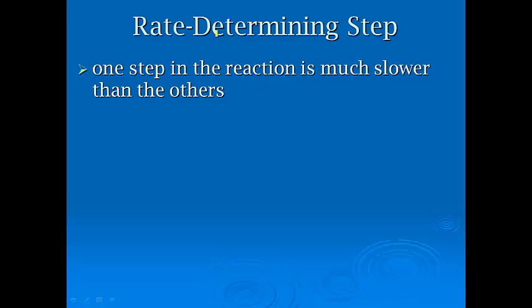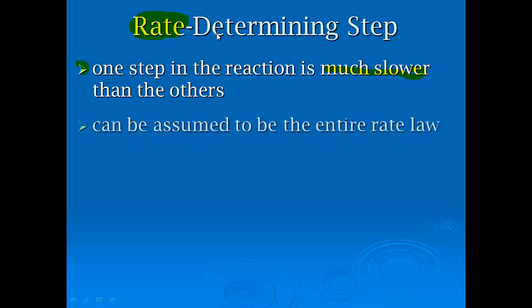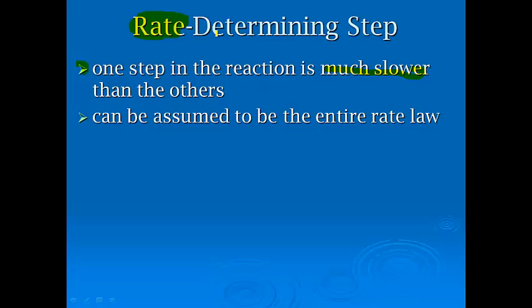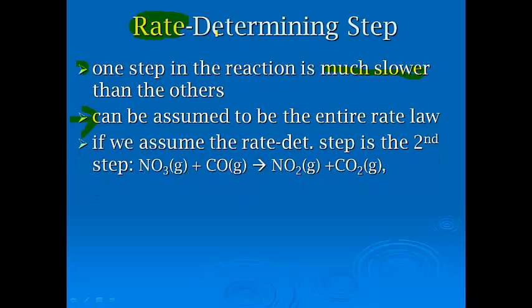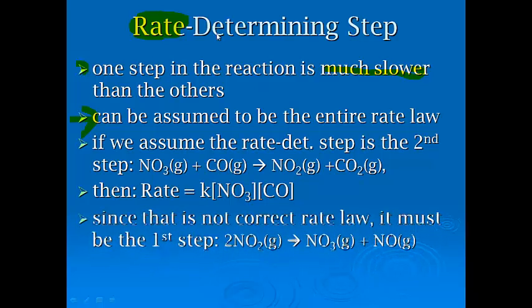So the rate determining step is one step in the reaction that is much slower than the rest, which makes sense by definition. If it's much slower, it's going to determine how fast everything else can take place. And so typically, it can be assumed to be the entire rate law because all the rate law does is tell us how fast things go. Now, if we assume the rate determining step is the second step in that original reaction that we had, then the rate would be equal to lowercase k times nitrogen trioxide times carbon monoxide.